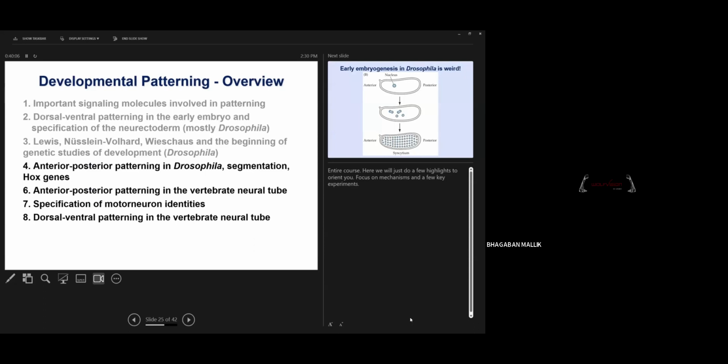So any questions from this section? Okay, simple, right? It is Drosophila, that's why. You have complicated things next class.